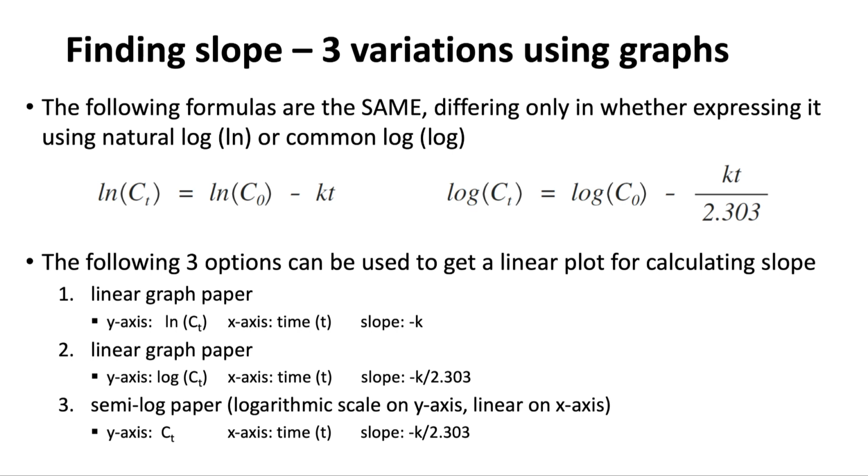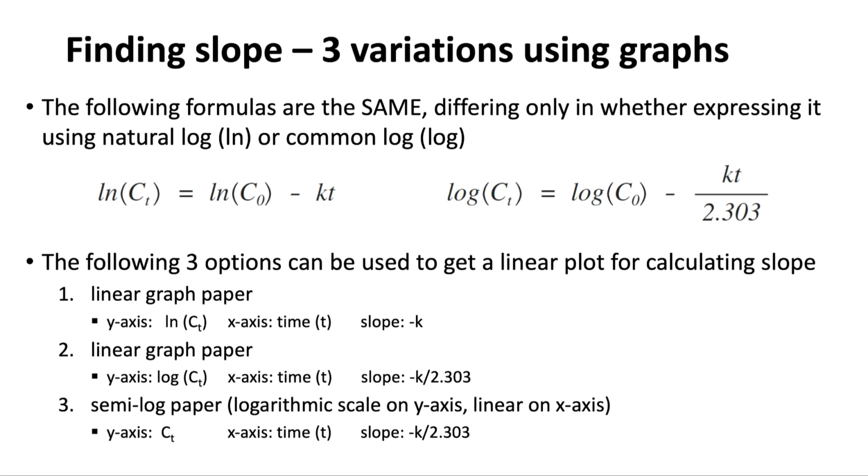So in the end, though, we've got to remember for a log base 10 that we are subtracting kt divided by 2.303. So there's a difference there. Now, having said that, there are three different ways that you can take plasma concentration versus time data and plot it in a way to get a straight line. And based off of that, your slopes will be different.